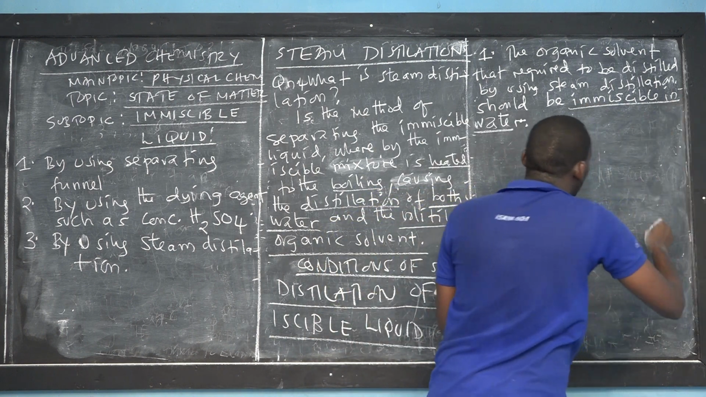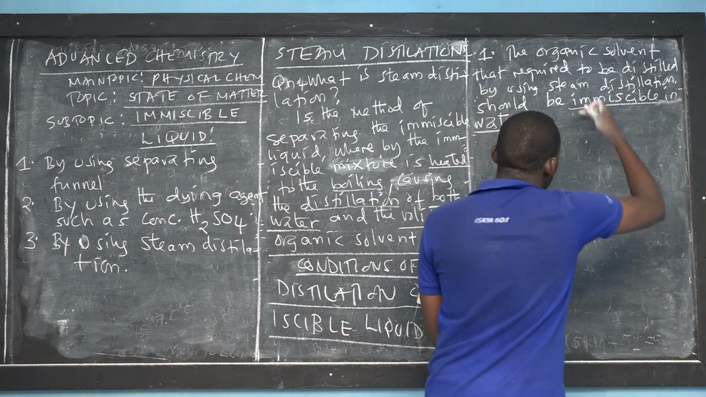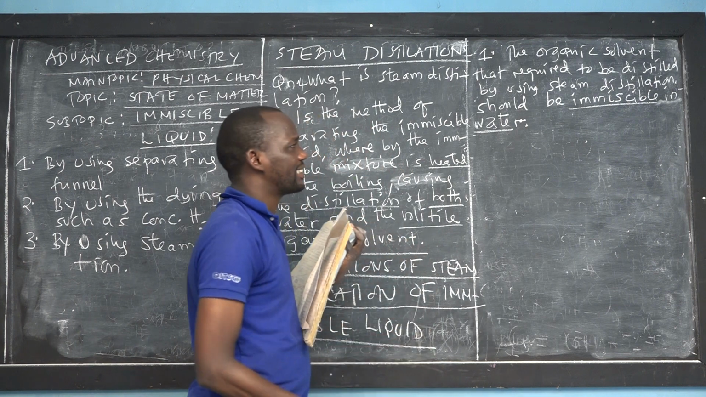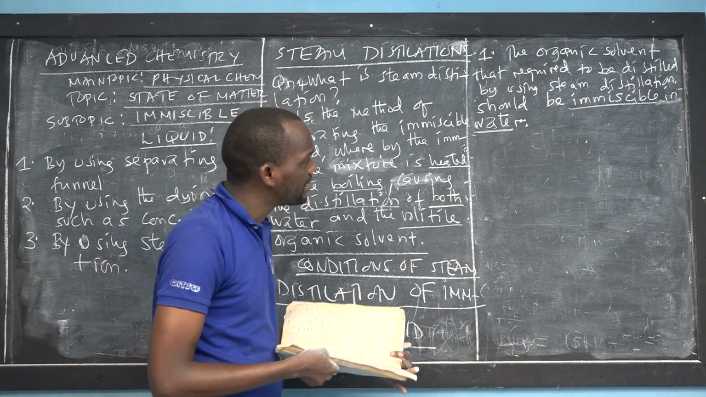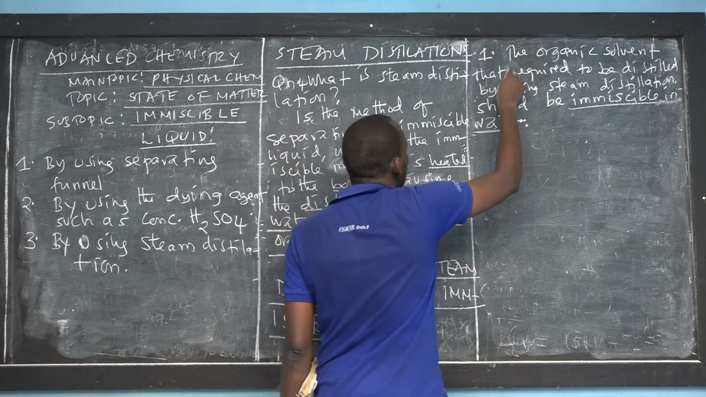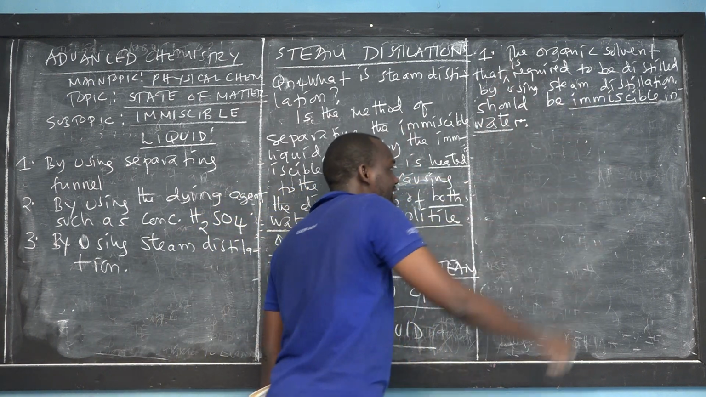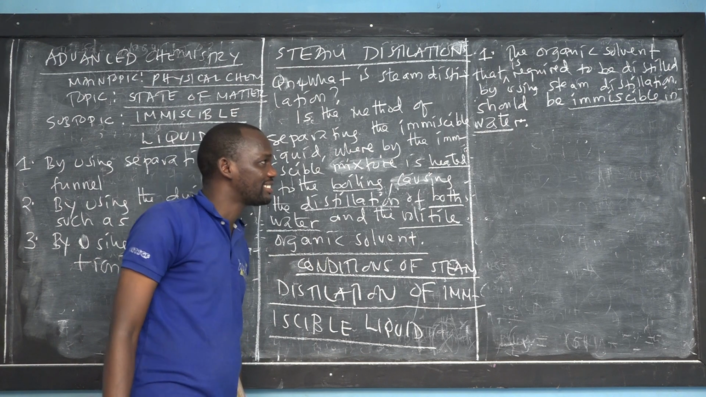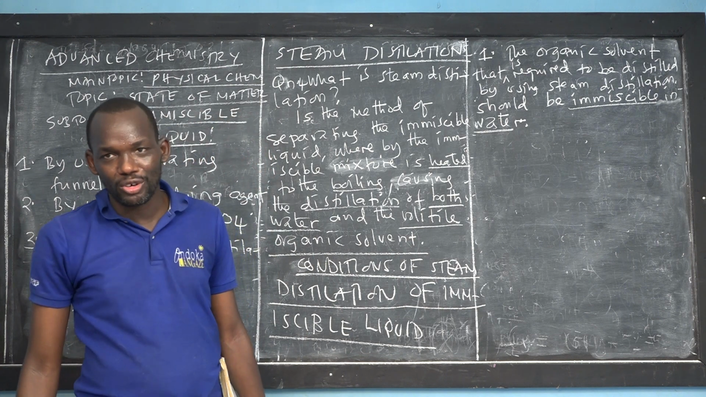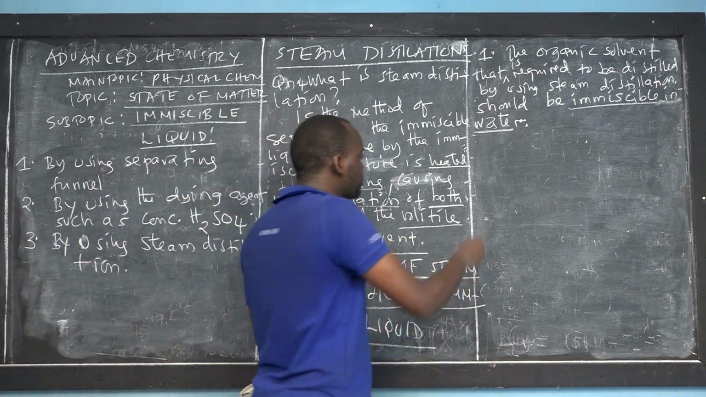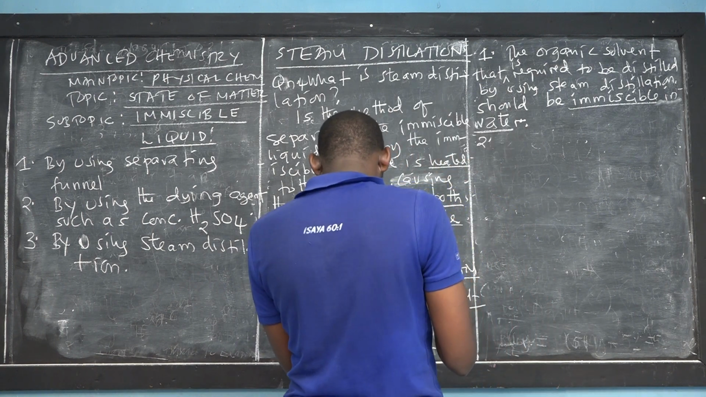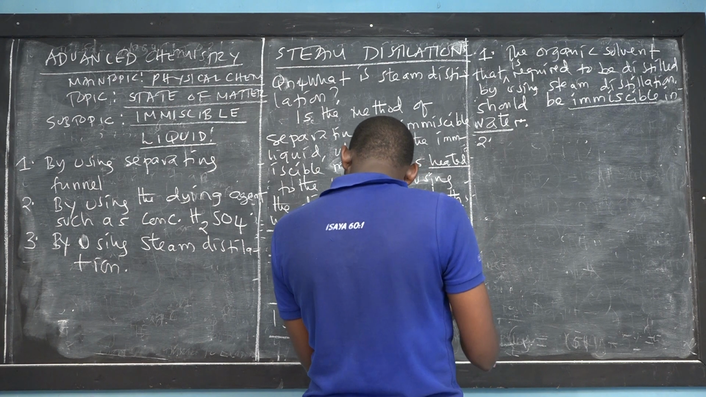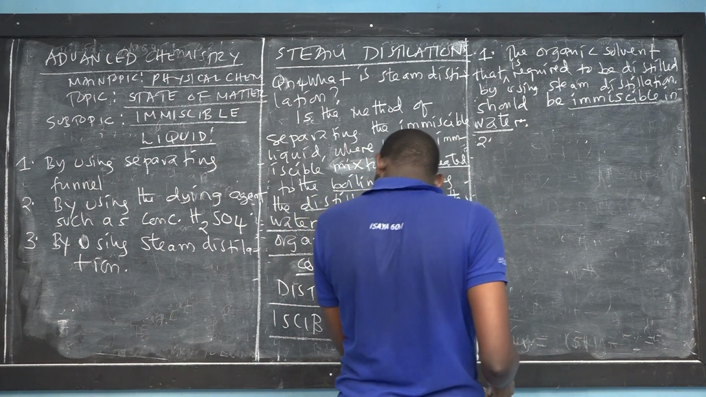So organic solvents, or the other liquids, especially in most cases the organic solvents, that are required to be distilled by using steam distillation should be immiscible in water. If it is miscible in water, steam distillation would not be effective in separating those liquids.